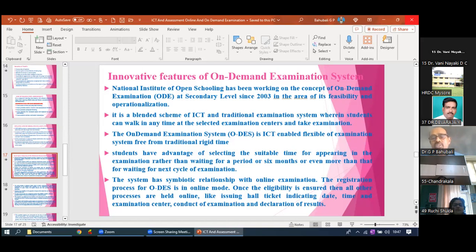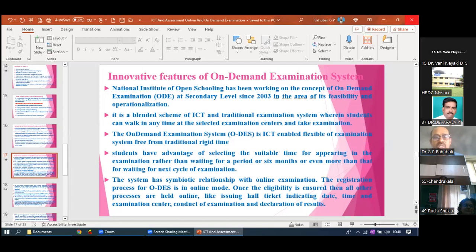The on-demand examination system, ODS, is an ICT-enabled flexible examination system free from the traditional rigid time. Because, as I already told you, in the traditional system throughout the country, throughout the state, we conduct the examination at the same time on a particular day. But here it is not like that. We give freedom and get information about the readiness of the students, arranging the examination. So that means overcoming the traditional concept.